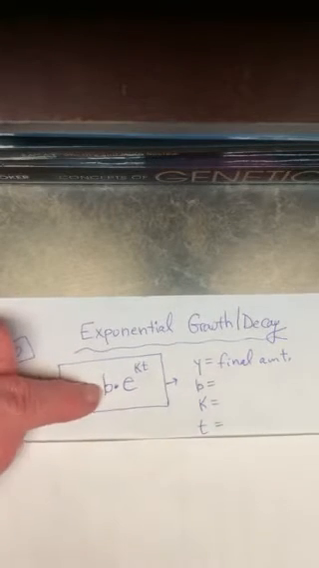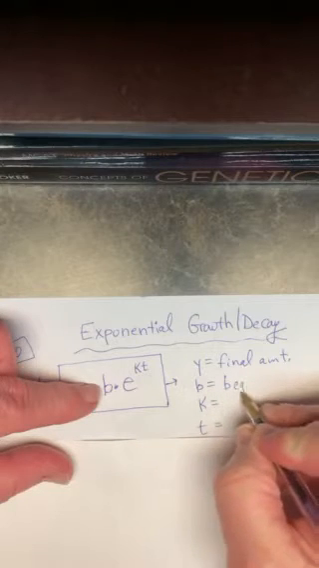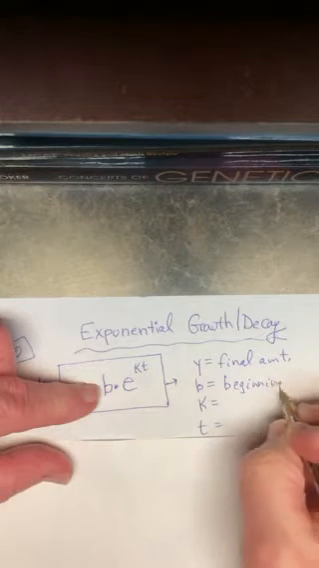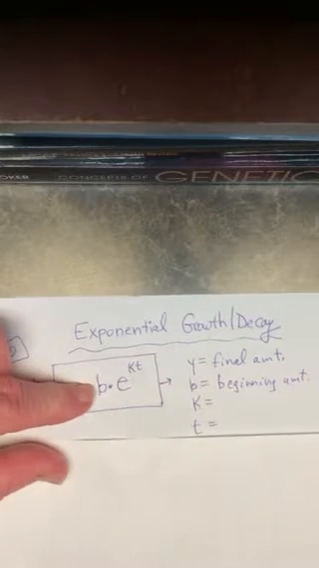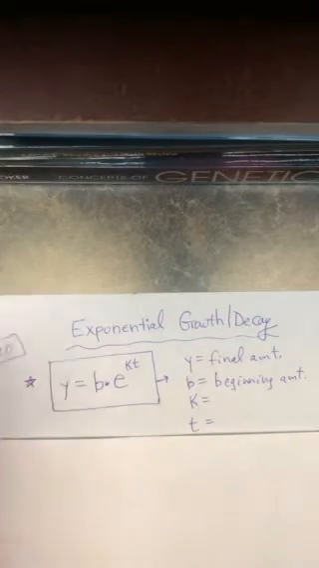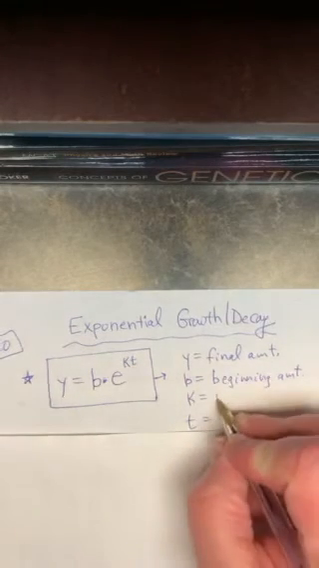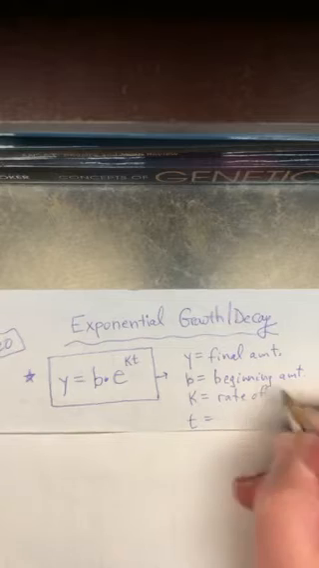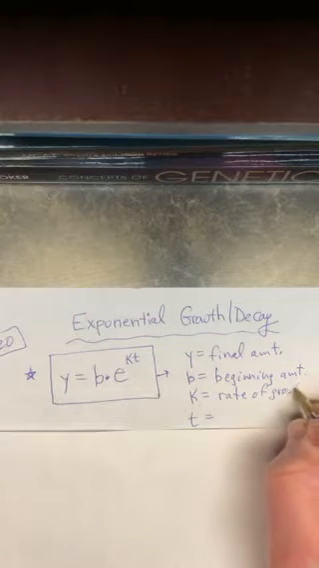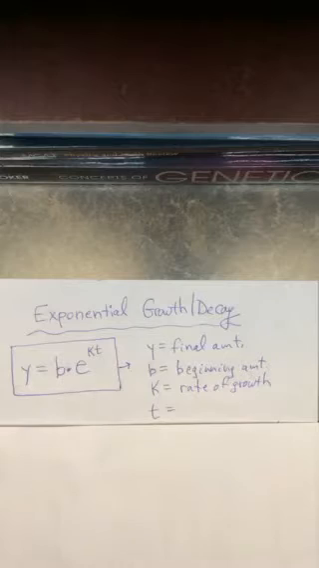B is the letter B because it's the beginning amount of material. I guess we could also call that the original amount that you started with, correct? K is the all-important rate of growth. Now, technically, they don't call it the rate of decay. They call it the rate of growth. If it's growing but getting smaller and smaller, in other words, it's decaying, that just means the growth rate will be a negative number. Agreed? It's growing at a negative rate.